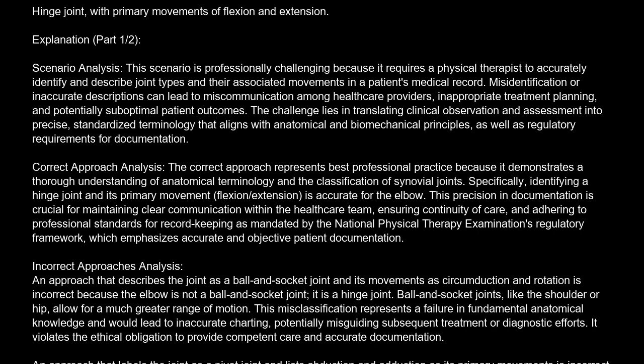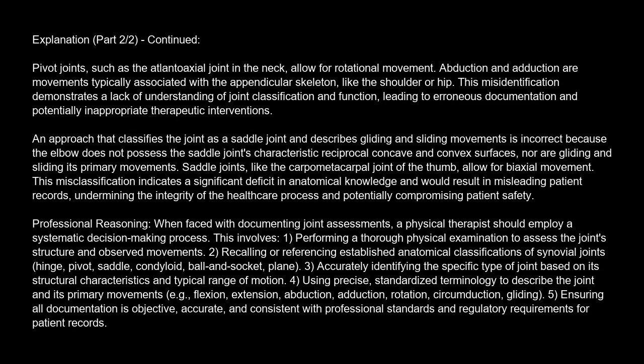An approach that labels the joint as a pivot joint and lists abduction and adduction as its primary movements is incorrect because the elbow is primarily a hinge joint, not a pivot joint. Pivot joints, such as the atlantoaxial joint in the neck, allow for rotational movement. Abduction and adduction are movements typically associated with the appendicular skeleton, like the shoulder or hip. This misidentification demonstrates a lack of understanding of joint classification and function, leading to erroneous documentation and potentially inappropriate therapeutic interventions.